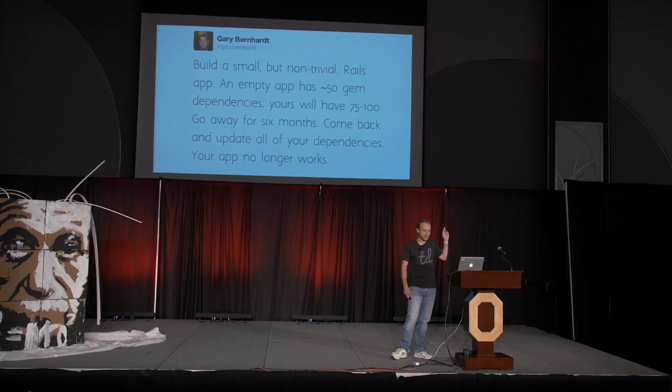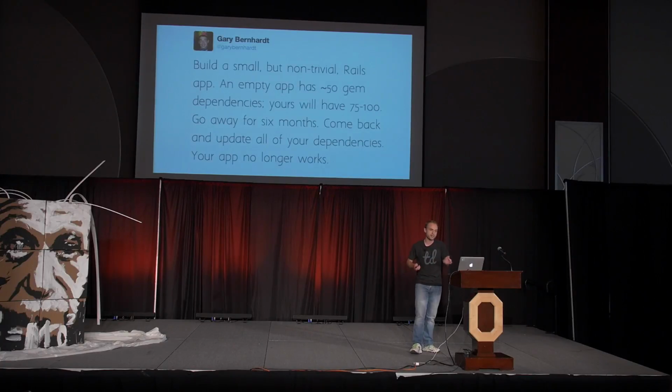So I write a lot of Ruby code in the Ruby community. Our version of Louis C.K. is a dude named Gary Bernhardt, and he tweeted this a while ago, and I thought it was really clever because it's very true. If you build an application with Ruby on Rails, an empty app will usually have 50 dependencies by default, but any non-trivial app will have 75 to 100.